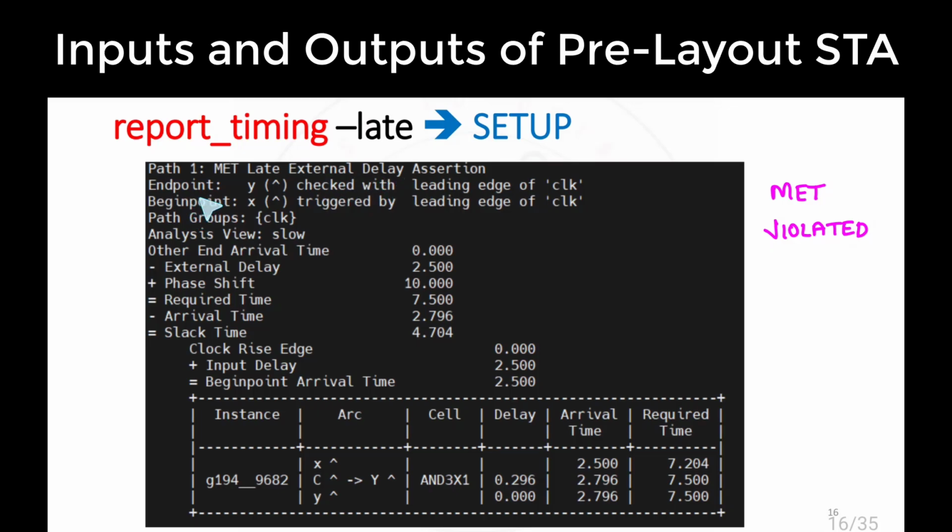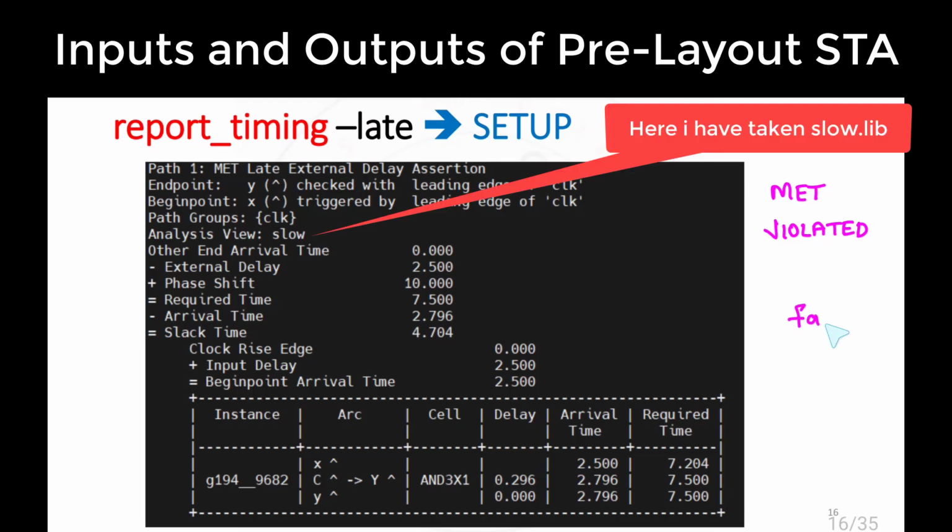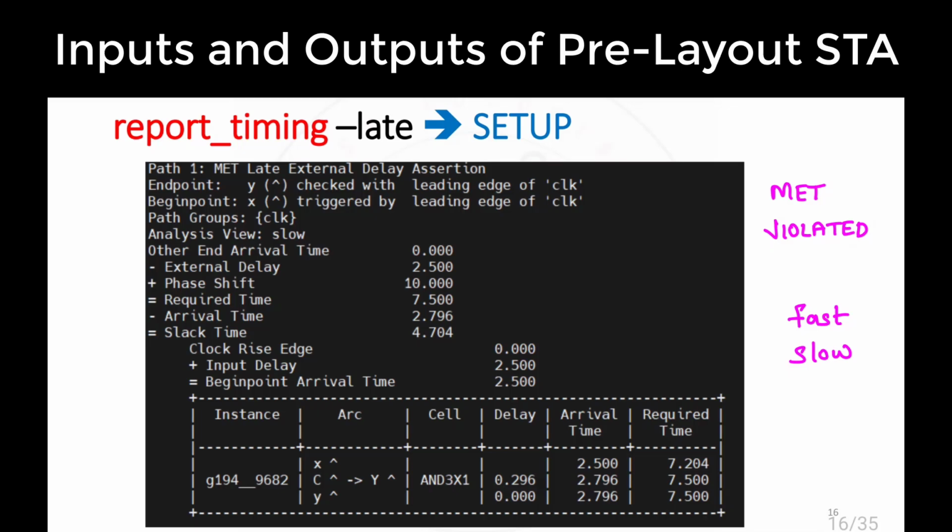As I told you, there will be two points called a start point and an end point. Here the start point or begin point is X, the end point is Y. Next, there will be different kinds of path groups, such as clock. Coming to analysis view, here I have taken an analysis view. You can take either fast or slow. Depending upon the analysis view it will be shown. And coming to external delay and phase shift.